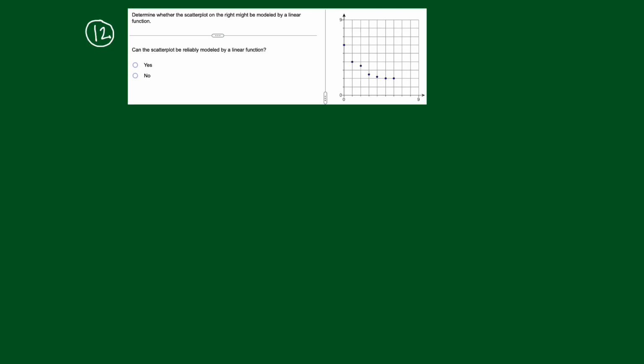So we want to know if we can model this scatter plot with a linear function. Now, these points do not look like they're on a straight line to me, but we could model this by a linear function. We could somehow draw a straight line through those points and get an approximation.